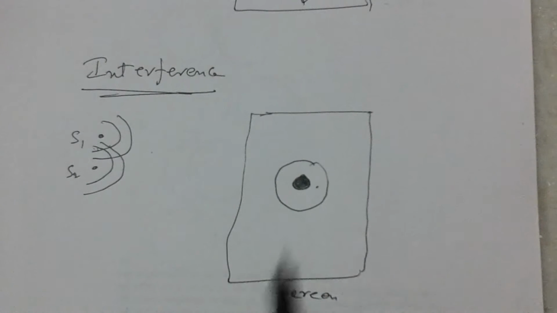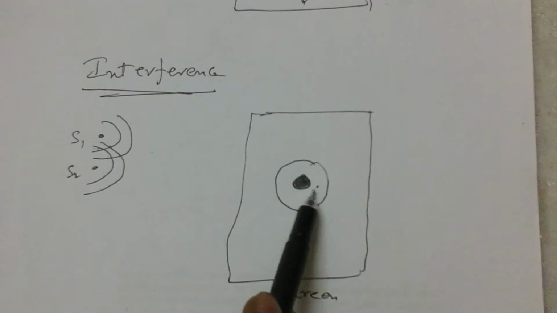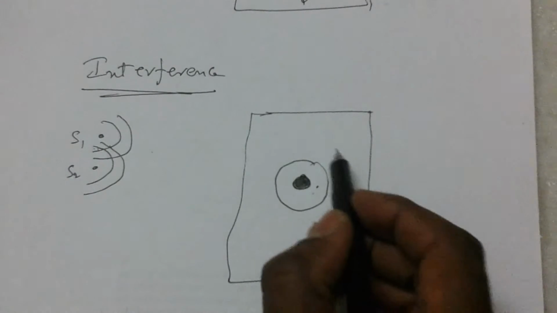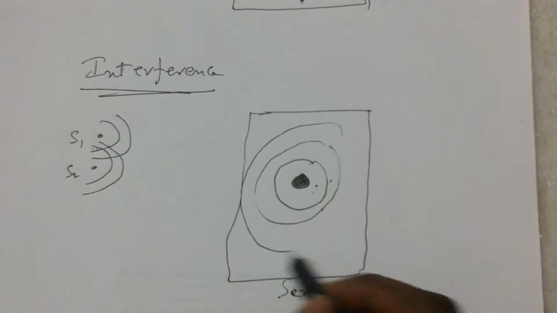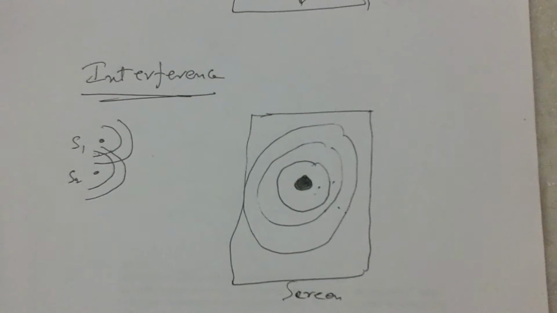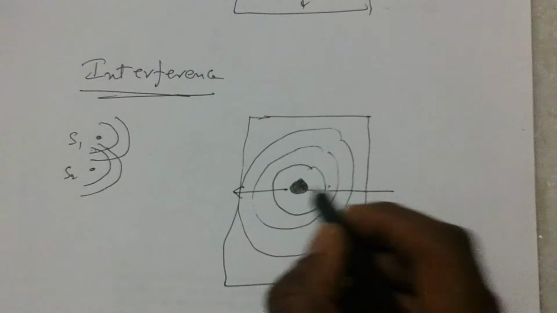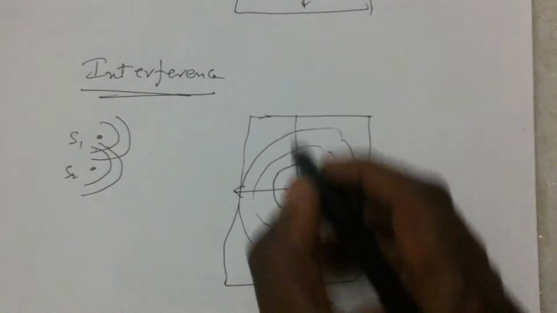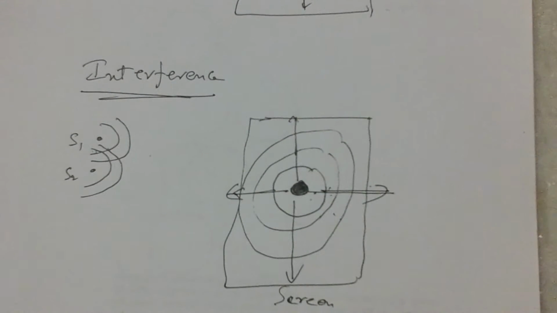But here, if you observe carefully, the center fringe will be dark, next bright, next dark, again bright, again dark, again bright, again dark. Like this, uniform intensity is present if you go to either side of the pattern: top, bottom, left, right. In any direction, you can see uniform bright and dark fringes of uniform intensity.